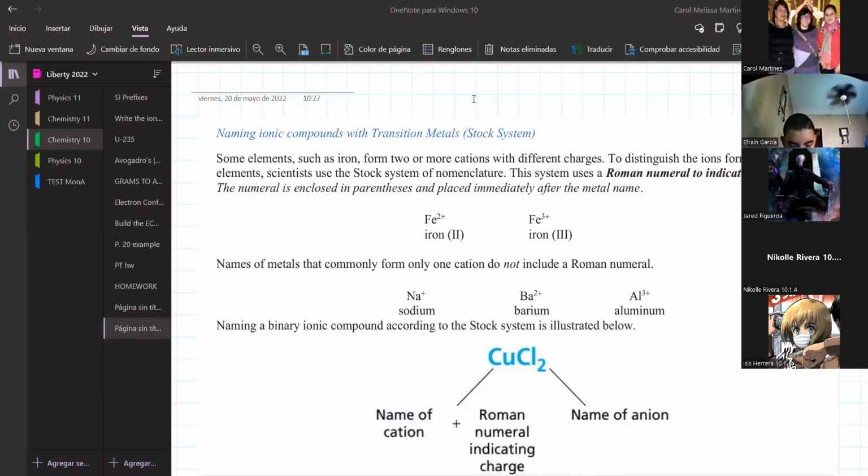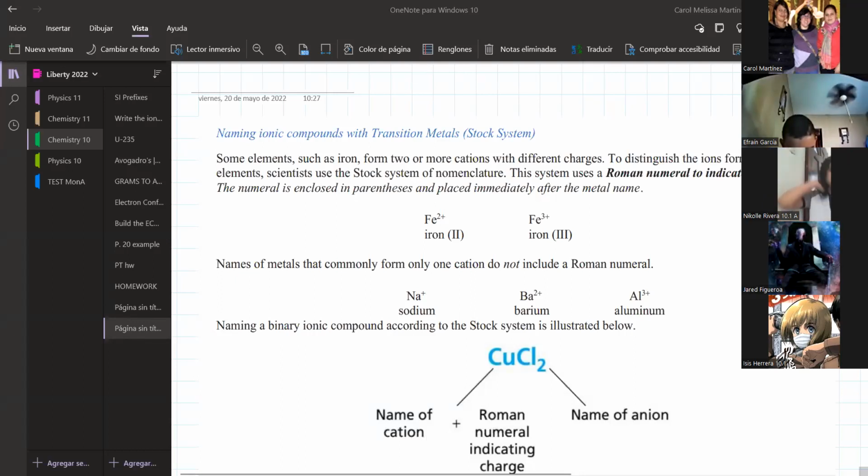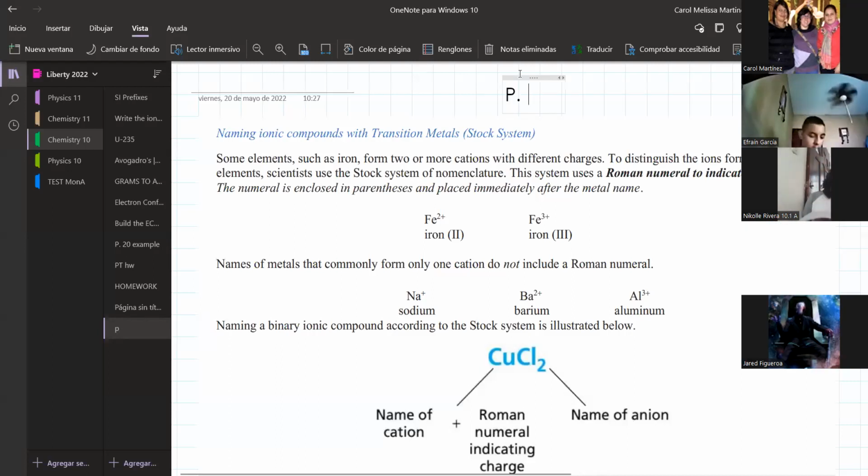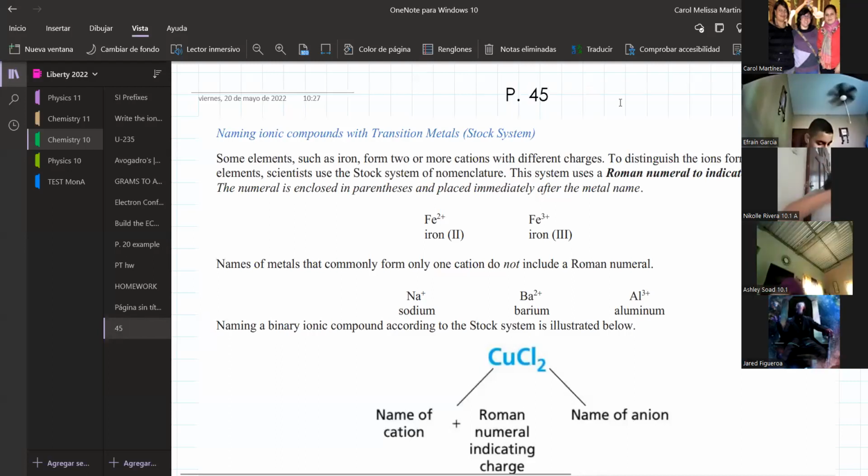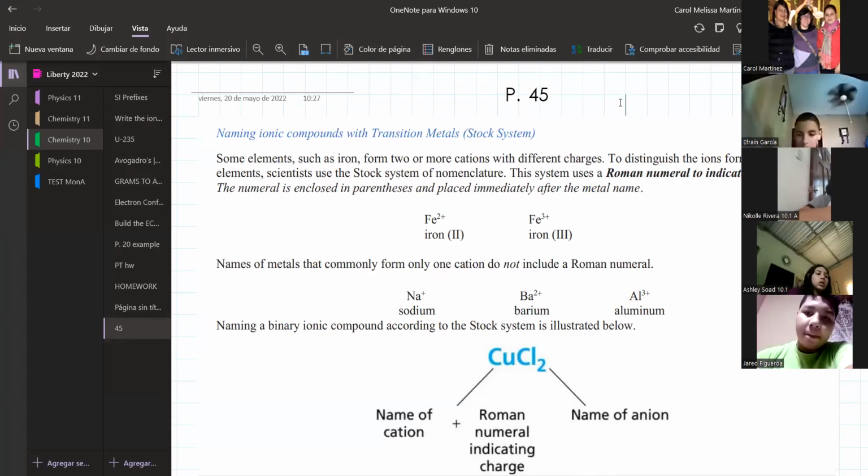So we have this, well, this is on the page from your booklet, page 45, if I'm not mistaken. Yes, page 45, okay? If you want to keep your booklet with you. So this is naming ionic compounds with transition metals, which is known as the stock system. It is the topic that I've been explaining to you this week, okay? Where we use the Roman numerals.